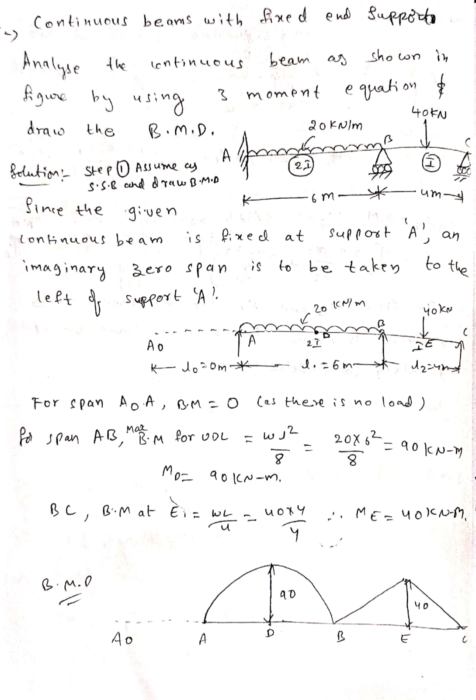Now you can see the figure here. For span A0A, the bending moment is 0 as there is no load. For span AB, we are now drawing the free bending moment diagram. The maximum bending moment is WL squared by 8, so 20 into 6 squared by 8, equal to 90 kN-m. And for BC, the bending moment at E is WL by 4, 40 into 4 by 4, 40 kN-m. So MD is 90 kN-m, ME is 40 kN-m.